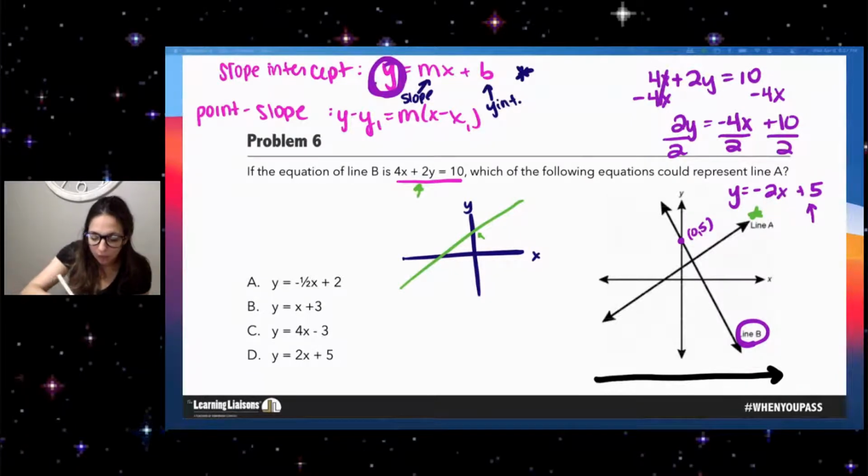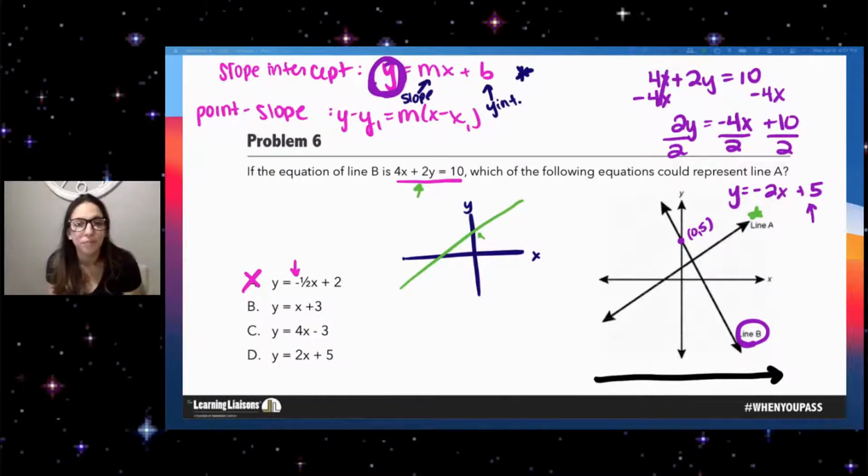So I can automatically cross off letter A because it has a negative slope. So without solving anything, like if you were crunched for time, like time was going to be out in 10 seconds, you would know that you could at least not pick letter A. And you could also know that you at least are not going to pick letter C.